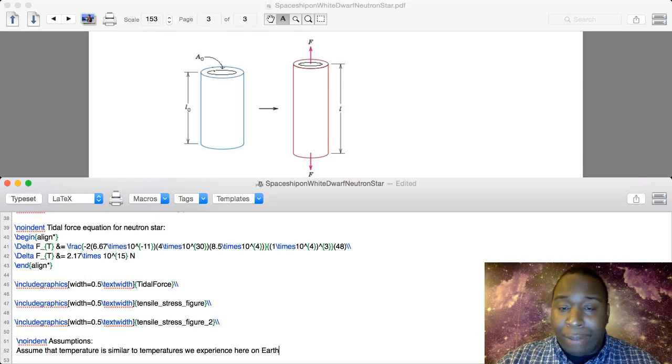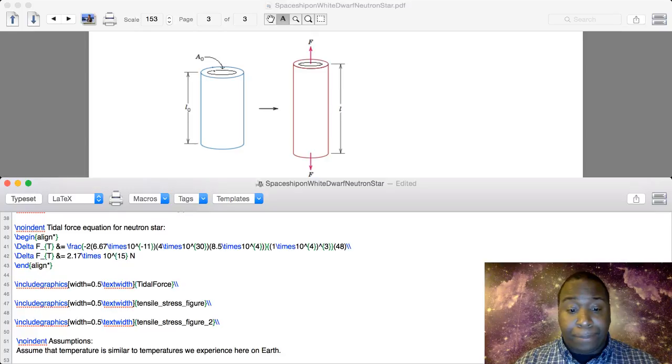And I'm pretty sure that the values I'm going to get right now for this problem are going to be for temperatures that are within the normal range. That is, temperatures that are very similar to the surface temperatures we get here on Earth. So assuming the temperature is similar to the temperatures we experience here on Earth, that means that the star would have needed enough time to cool down to those temperatures.